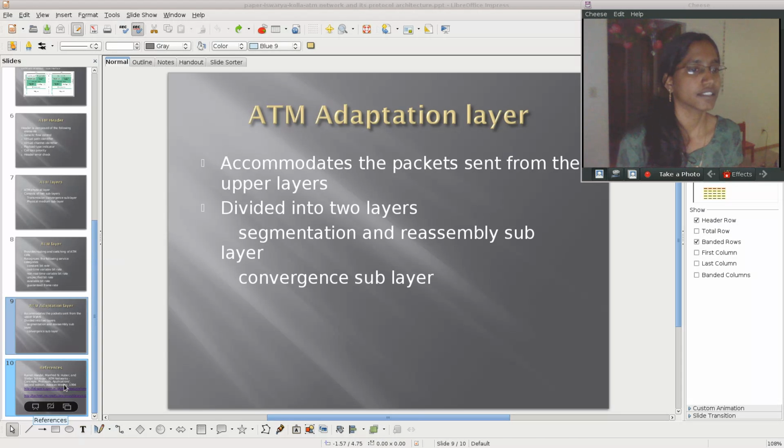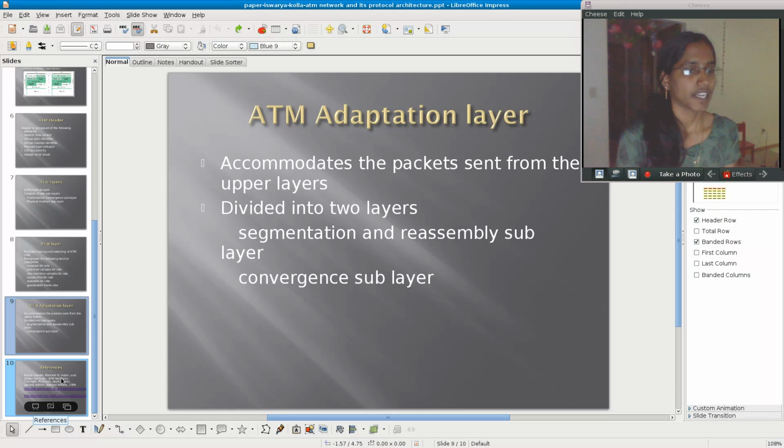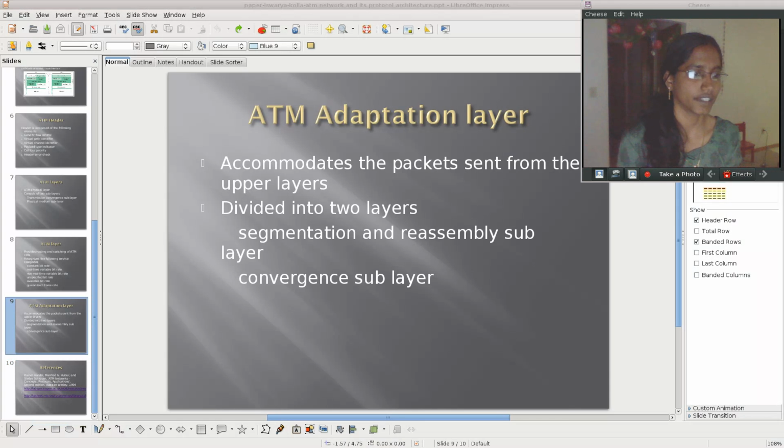Type 1, as I mentioned earlier, uses class A and performs functions such as segmentation and reassembly of user information, dealing with cell delay variation, dealing with cell reassembly variation, dealing with lost cells, recovering source clock frequency at the receiver, recovering source data structure at the receiver, and checking and correcting bit errors in the user information field.